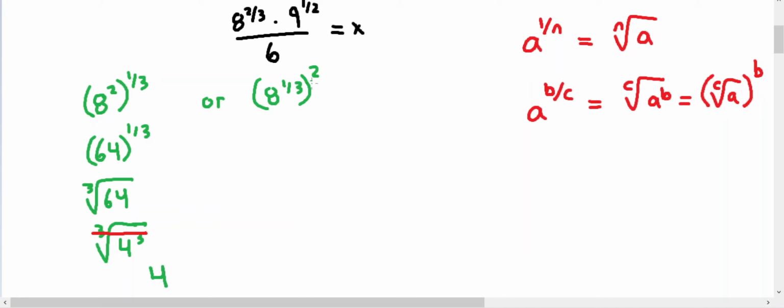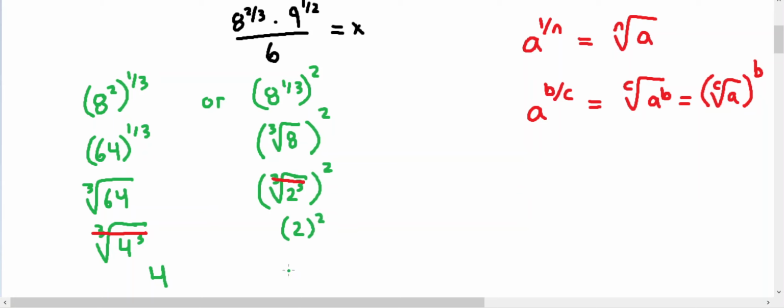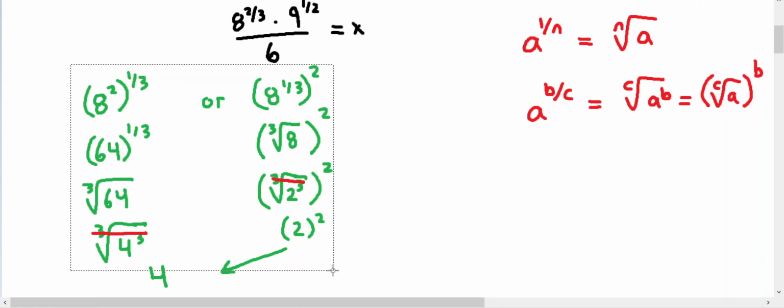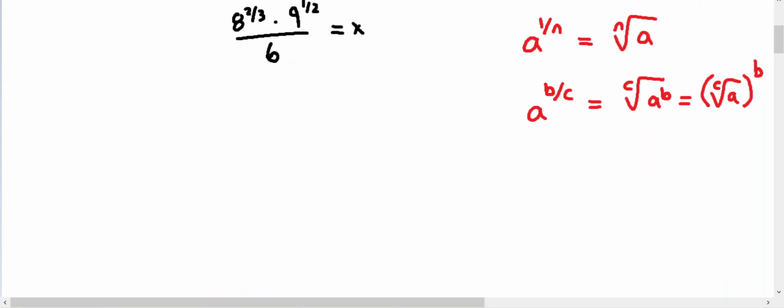If we have 8 to the 1/3 quantity squared, that's the same thing as the cube root of 8 quantity squared. So what number times itself 3 times will give you 8? That ends up being 2, because 2 cubed is 8. So this notation cancels. And what we're left with is 2 squared, which of course equals 4 over here. So with all that said, 8 to the 2/3 is equal to 4.